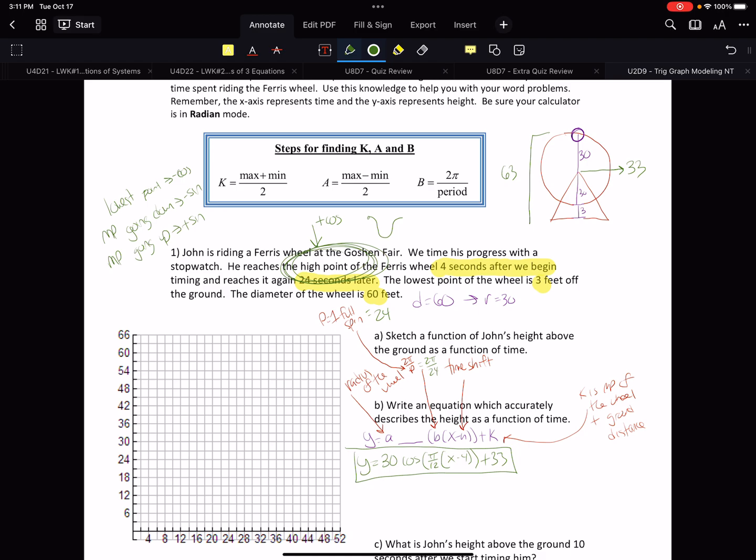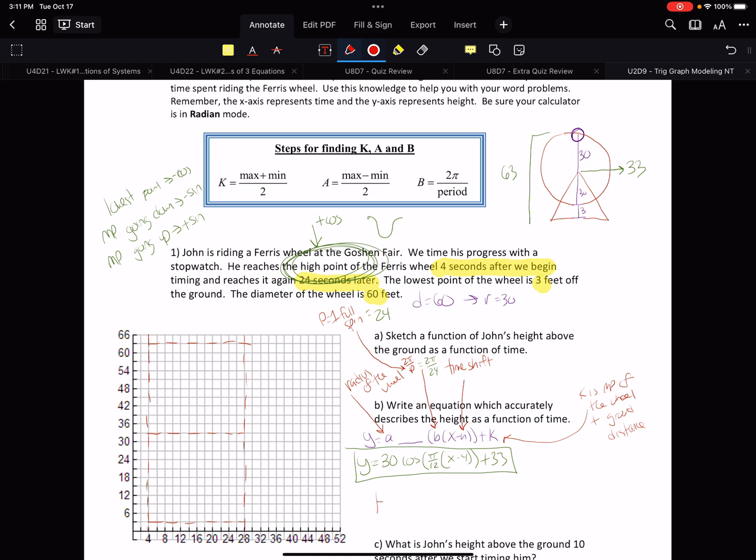All right, so I got my time delay of 4. It takes 24 seconds to complete that entire curve. So I'm going all the way to 28. My midline is 33. I'm going 30 above it and 30 below it. All right, so there's my box that we always focus on.